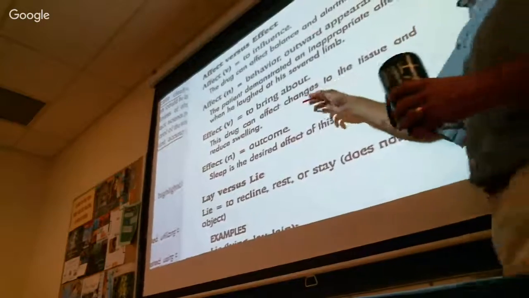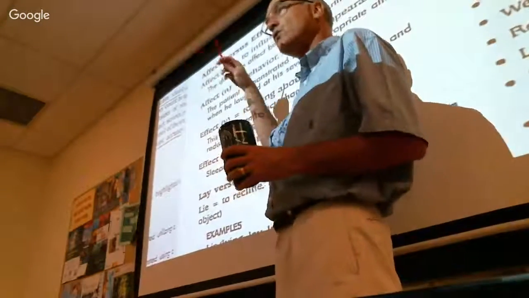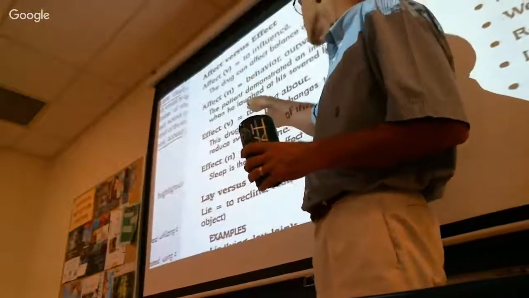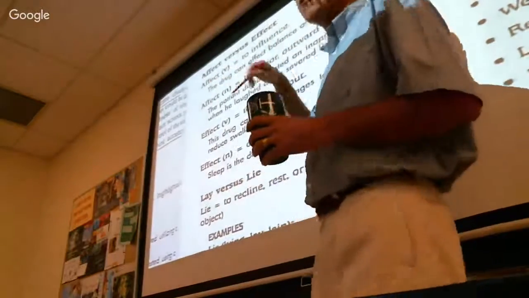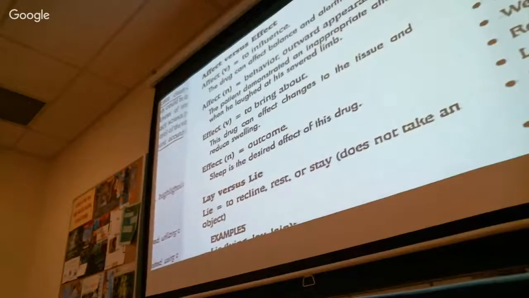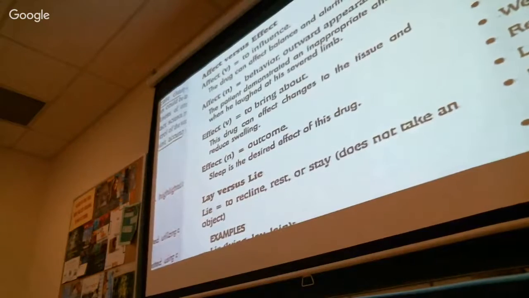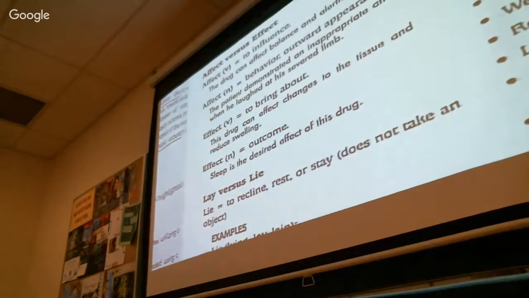So whenever you see effect used as a verb, you've got to do the test, right? Put to bring about in there or put influence in there and see which one makes sense. If it's to bring about, then it's effect. If it's to influence, it's affect. Okay, so those are some really important issues that you're going to just have to practice using and developing, right? And this is a skill, right?